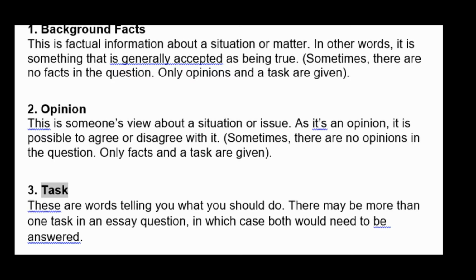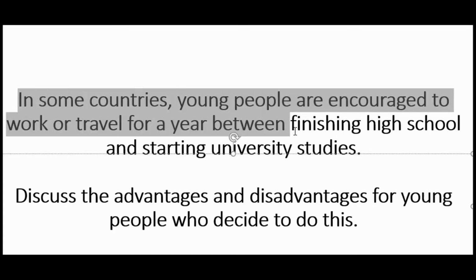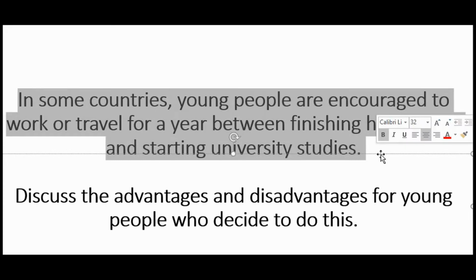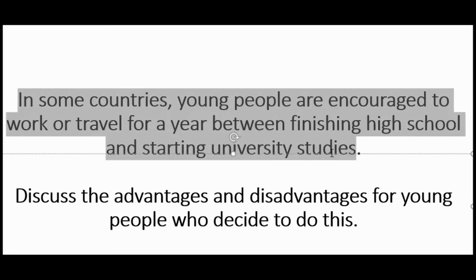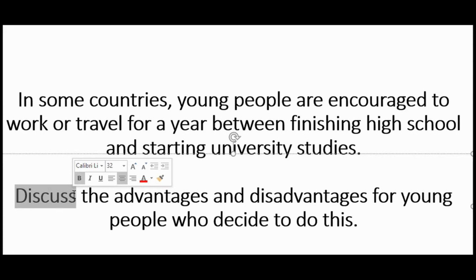So let's go back and have a look at our example. Okay, so this bit here, this is the background. This is just giving you information on the situation. And then the actual task starts off with this verb here. Discuss the advantages and disadvantages for young people who decide to do this. So don't focus too much on the background information. Look at what the task requires you to do and then do that.